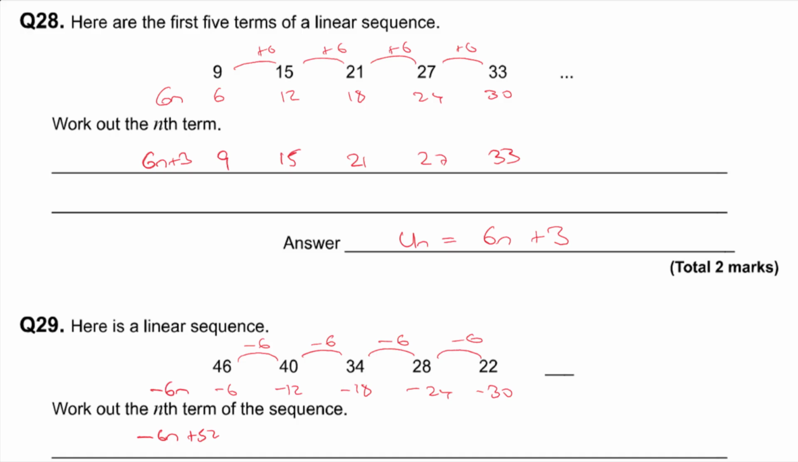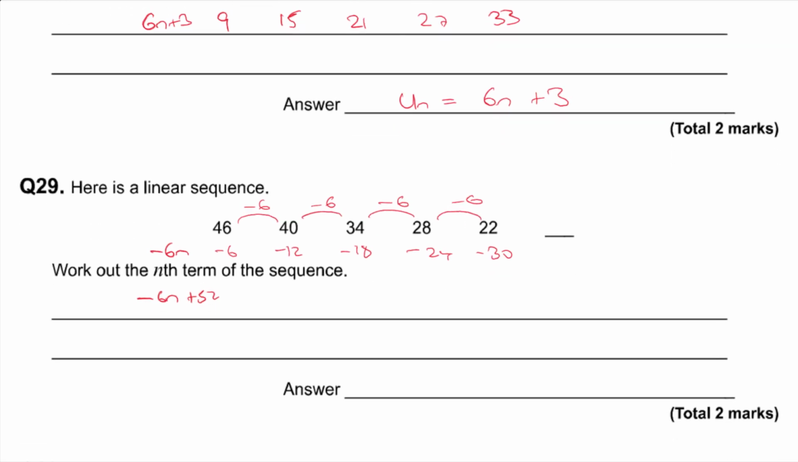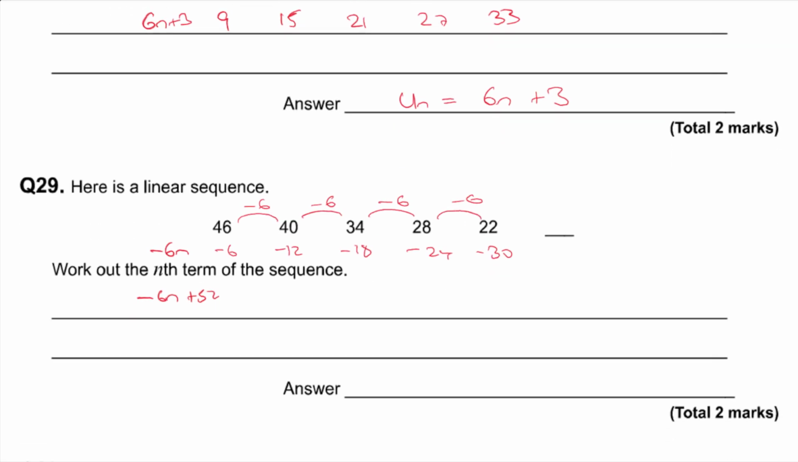Minus 6 plus 52 is 46, minus 12 plus 52 is 40, minus 18 plus 52 is 34, and so on. So here I could write it down as minus 6n plus 52, or I could just spin it around and say un is 52 minus 6n, saving myself a symbol. So you can write it down either way.